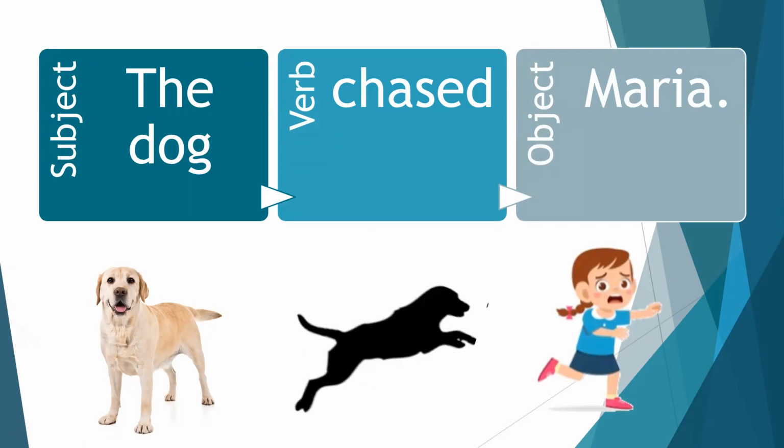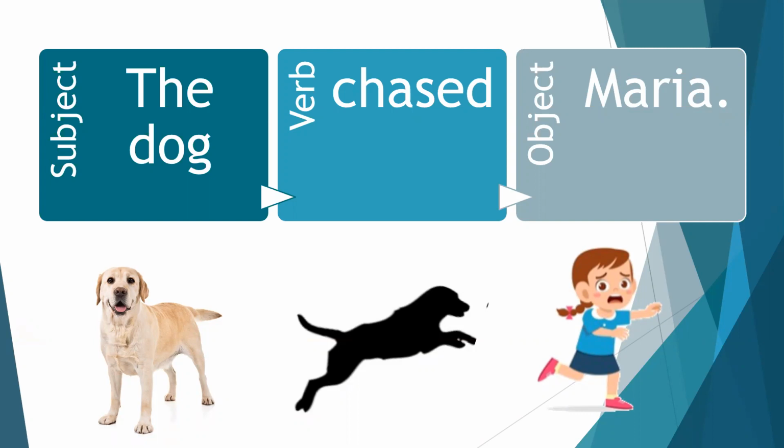Okay, in English, the order is very important. This is not the case for all languages. In some languages, it doesn't really matter which order the subject, the verb, and the object are in. But in English, it matters very much, okay? The subject comes first, and then the verb, and then the object. The subject is what the sentence is about, and the object is the thing to which the verb is happening, okay?